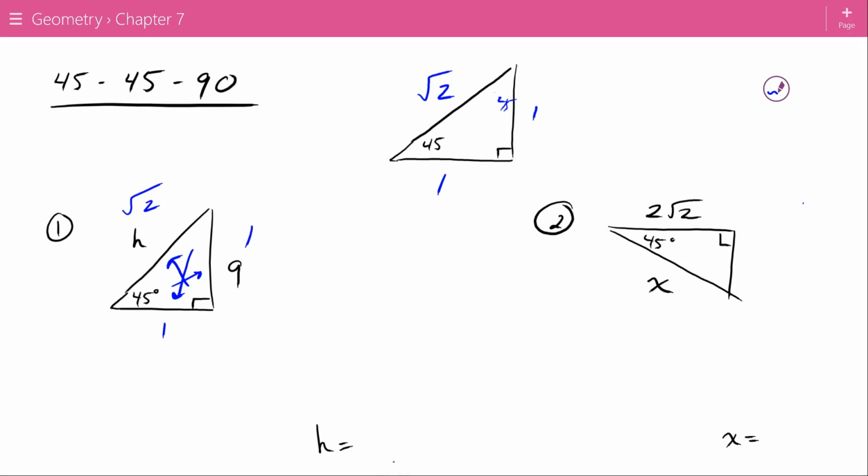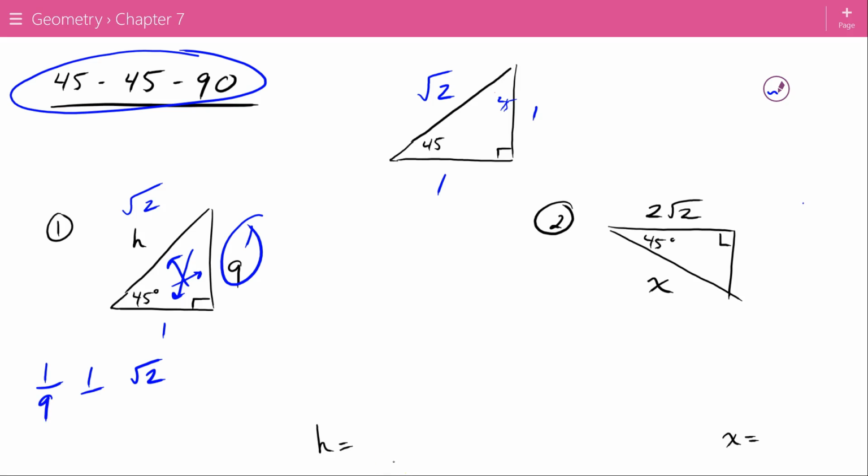Now next, I'm going to write out my pattern for the 45, 45, 90. The 45, 45, 90s always follow the pattern 1, 1, square root 2. Now, we want to match them up with the corresponding sides. So with my first 1, the 9 corresponds to it. With my second one, it's blank, so we'll just leave it blank. And then the square root of 2 corresponds with the h.